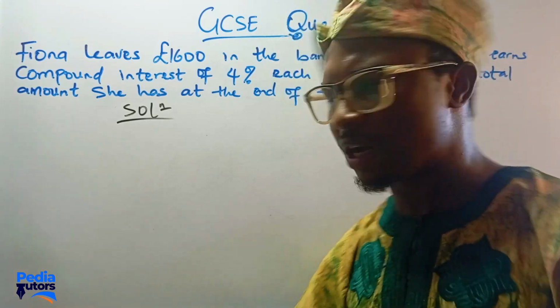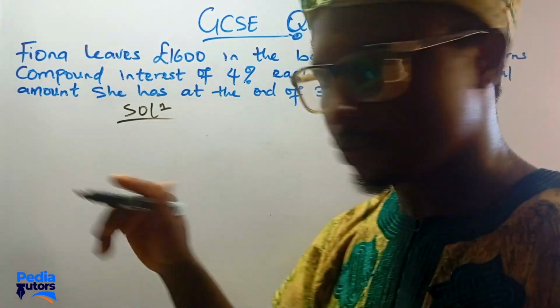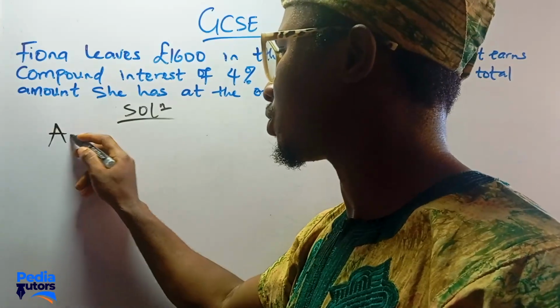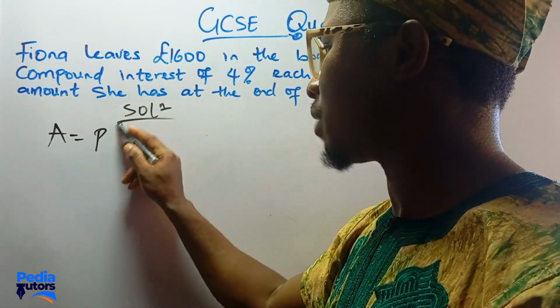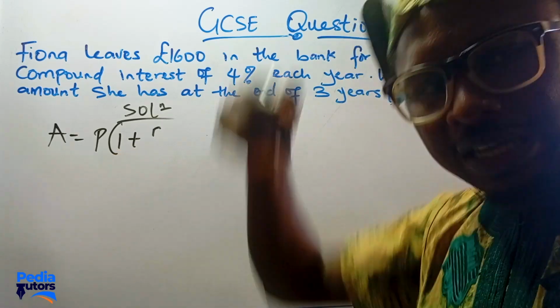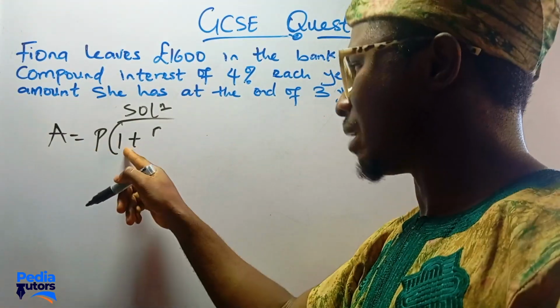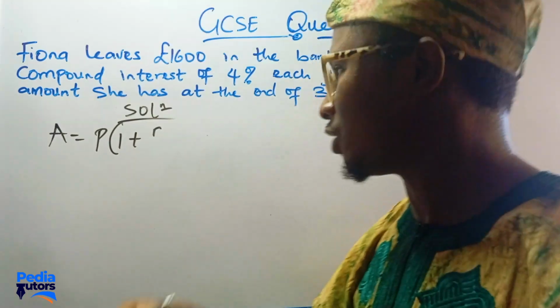We have a particular formula for getting the amount at the end of a duration for compound interest, and that is just going to be A equal to the principal, open your bracket, 1 plus the rate. The 1 is the original amount that started it. So that's P times 1 is going to be P. That's why I say original amount that started it.